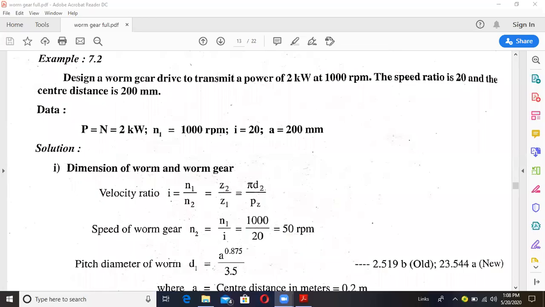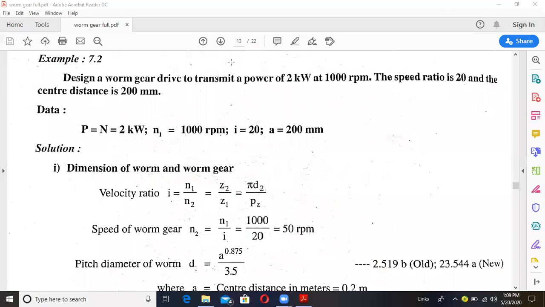In the last session, we discussed the problems: how to calculate power, how to calculate the strength, how to calculate the dynamic load, wear load, and efficiency of the worm, and how to calculate how much heat is generated and how much heat is dissipated, and whether artificial cooling is required or not. So that is the complete design of the worm and calculation of the power.